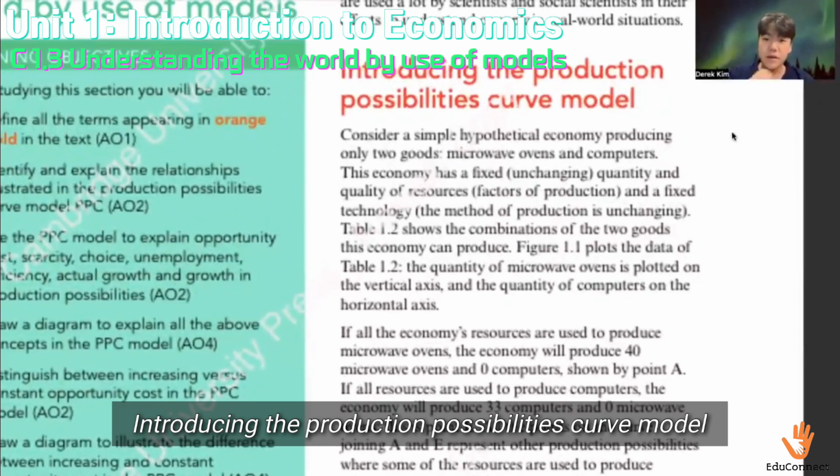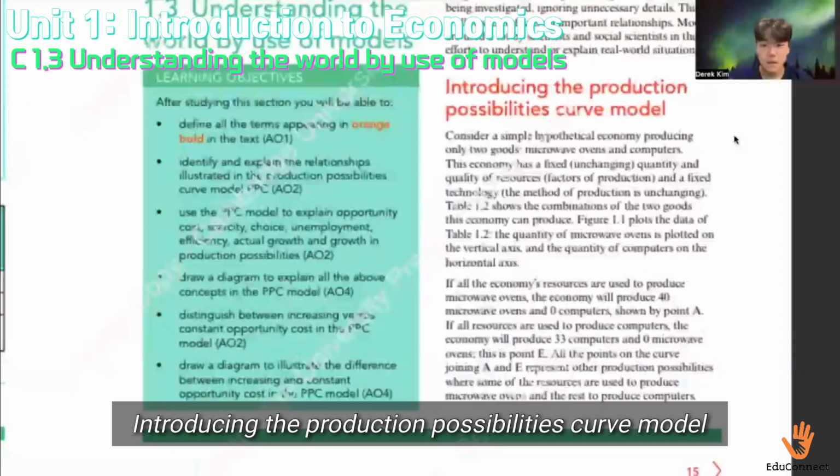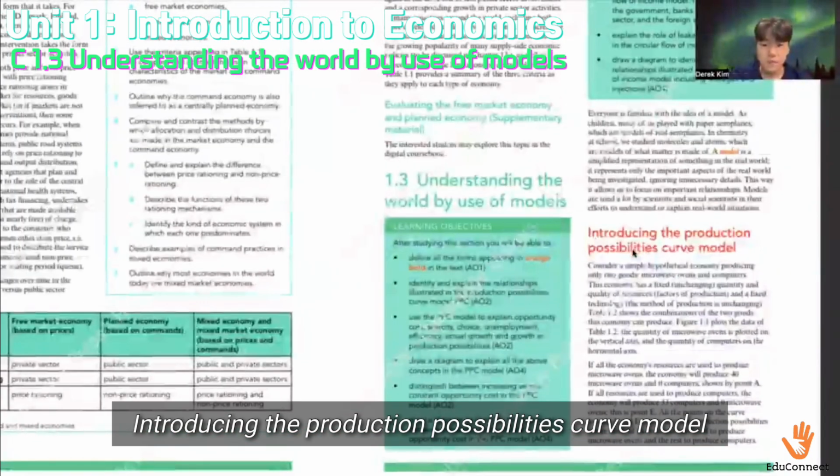Consider a simple hypothetical economy producing only two goods, microwave ovens and computers. This economy has a fixed, unchanging quantity and quality of resources, factors of production, and a fixed technology. The method of production is unchanging. Okay, so table 1.2, we're going to go over to table 1.2. So it shows the combinations of the two goods this economy can produce.